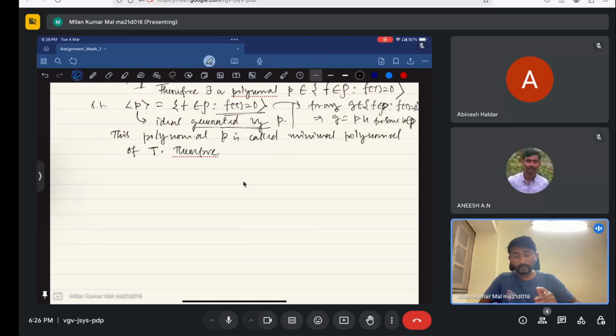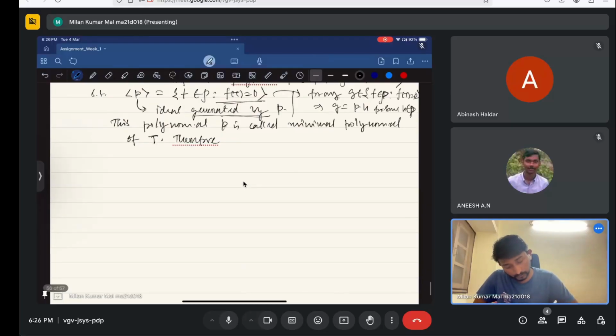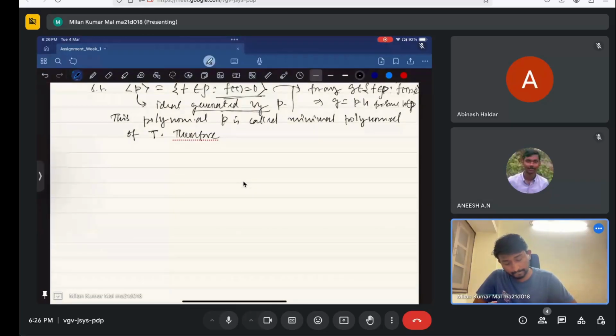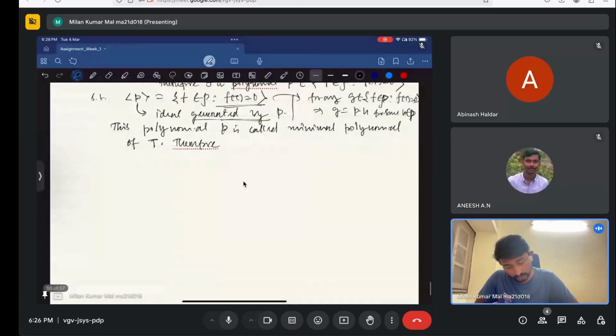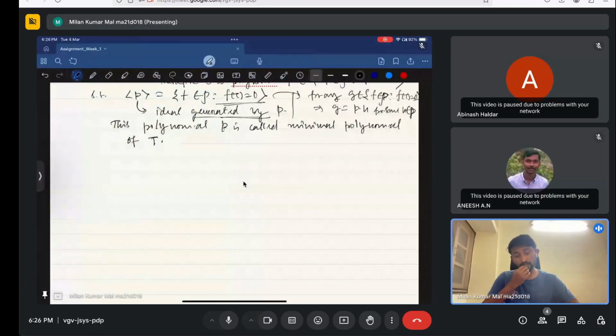Okay, so the main point is that there always exists a polynomial P for which P(T) equals 0 for a linear operator T. And for any polynomial which annihilates the linear operator T, that will be divisible by that minimal polynomial. So this is called the minimal polynomial. Therefore, P is called the minimal polynomial of T. So one can write the theorem, I'll just write this statement.